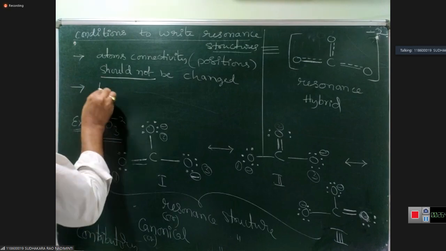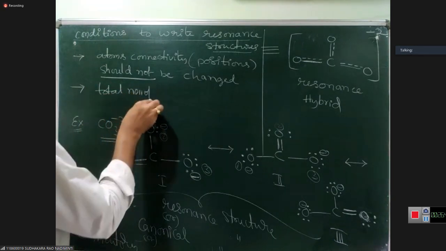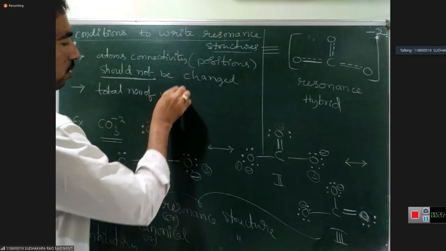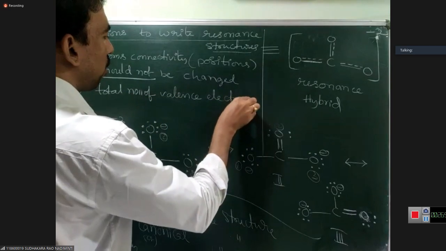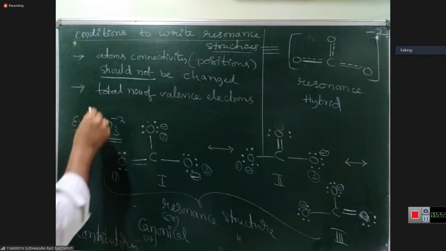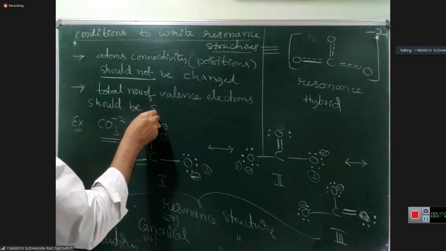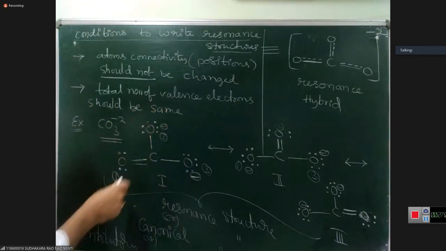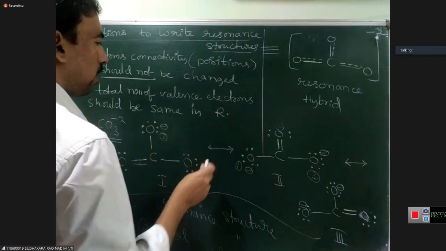Next, the total number of valence electrons should be the same in all resonance structures. Sir.